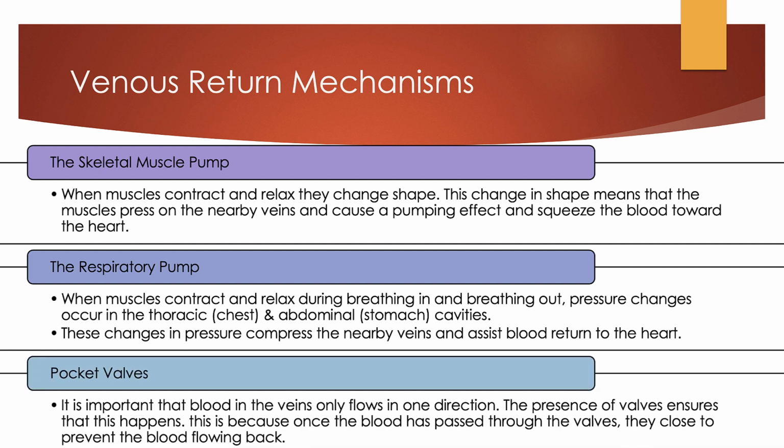Pocket valves. It is important that the blood in the veins only flows in one direction. The presence of valves ensures that this happens. This is because once blood has passed through the valves, they close and prevent blood backflow.